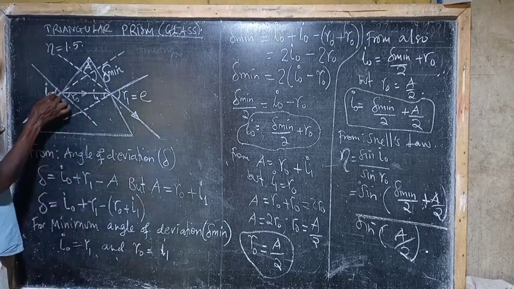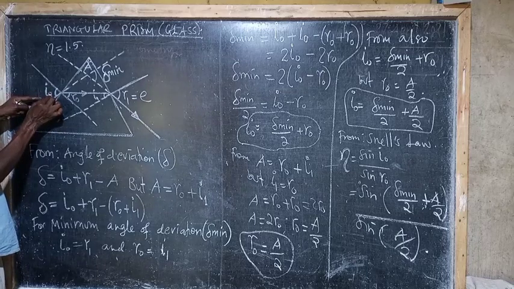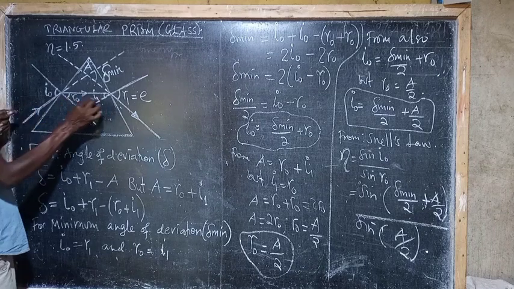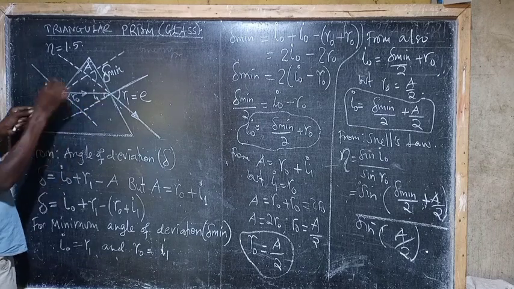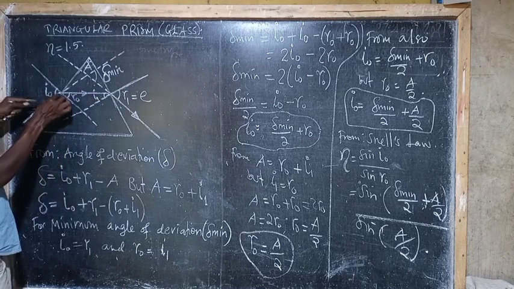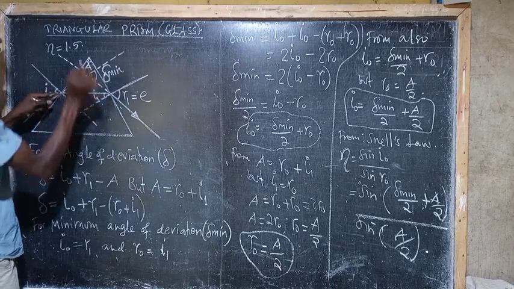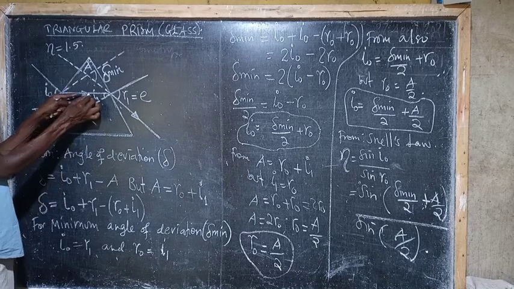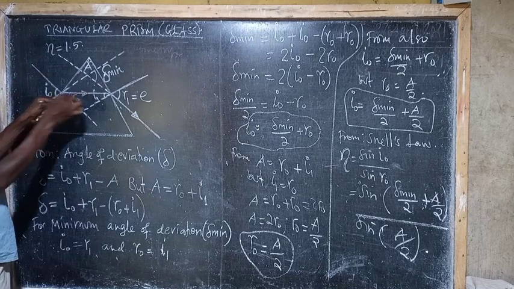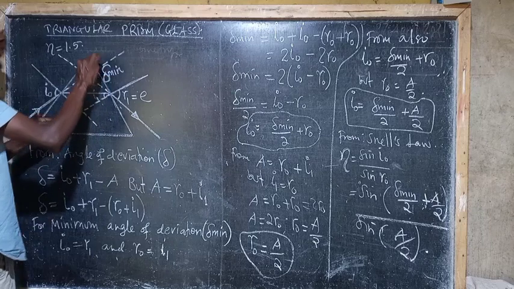Kwa mfano, this is an incidence ray, incidence angle ambao nimeandika i naught. And this is the angle of refraction ambao nimeandika r naught. Alafu hapa ni incidence angle. Sasa kwa nini hapa tunaita incidence angle? Kwa sababu when the ray enters the glass, it is no longer the refracted ray. When you are considering this second refracting surface, it is no longer the refracted ray. It becomes an incident ray for this refracting surface.